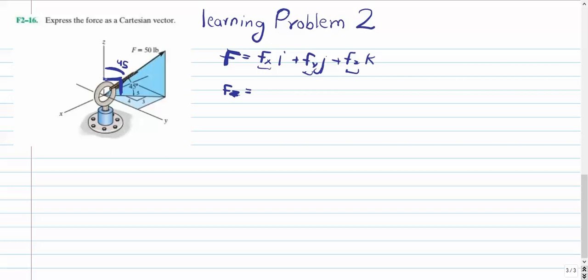Since this angle here is 90 degrees, we can simply say Fz, or the component of the force 50 pounds along the z-axis, should be equal to 50 pounds cos 45, right? And this would give us 50 cos of 45, which gives us 35.4 pounds. Alright, so let's move on to the component along the x-axis.